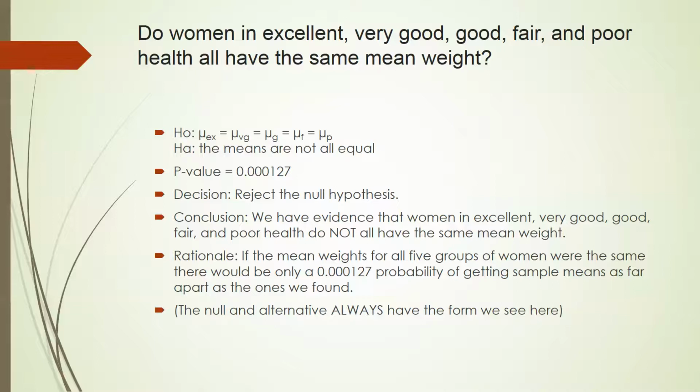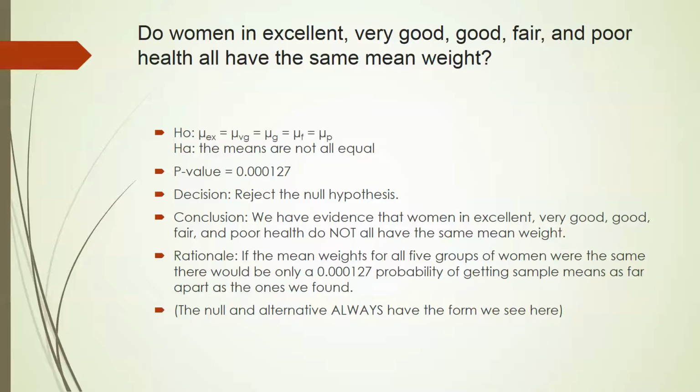And we saw that Excel gives us a p-value of tiny, and so we will reject the null hypothesis, which tells us that we have evidence that women in excellent, very good, good, fair, and poor health do not all have the same mean weight. If the mean weights for all five groups were the same, there would be only a 0.000127 probability of getting sample means as far apart as the ones we found.